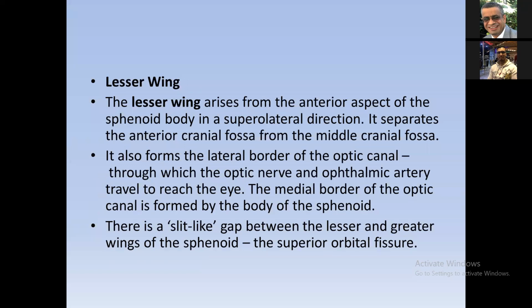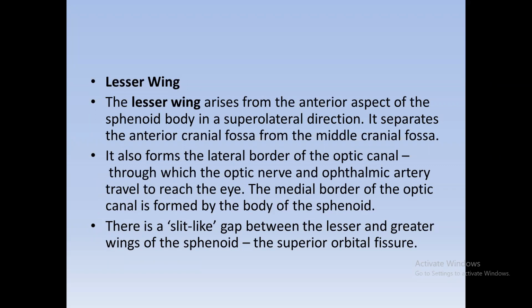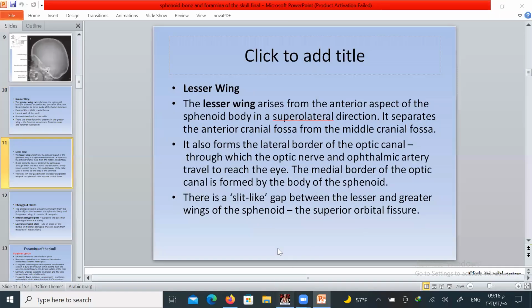Lesser wing arises from the anterior aspect of the sphenoid body in a superolateral direction. It separates the anterior cranial fossa from the middle cranial fossa. It also forms a lateral border of the optic canal through which the optic nerve and ophthalmic artery travel to reach the eye. Medial border of the optic canal is formed by the body of the sphenoid. There is a slit-like gap between the lesser and the greater wings of sphenoid, which is called the superior orbital fissure. Let's see the lesser wing in the 3D image of the skull.